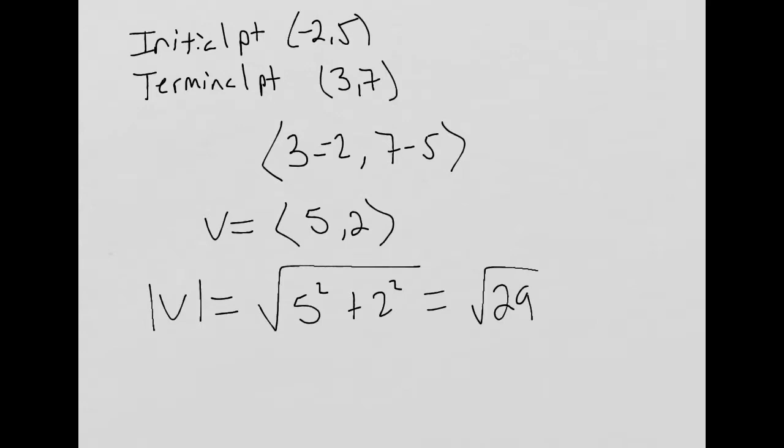So this vector 5, 2, if I have it go with this initial point and this terminal point, or if I have it go from the initial point 0, 0 to the terminal point 5, 2, it doesn't matter. All these vectors are going to be the same. They're all going to point in the same direction, and they're all going to have the same magnitude, square root of 29.